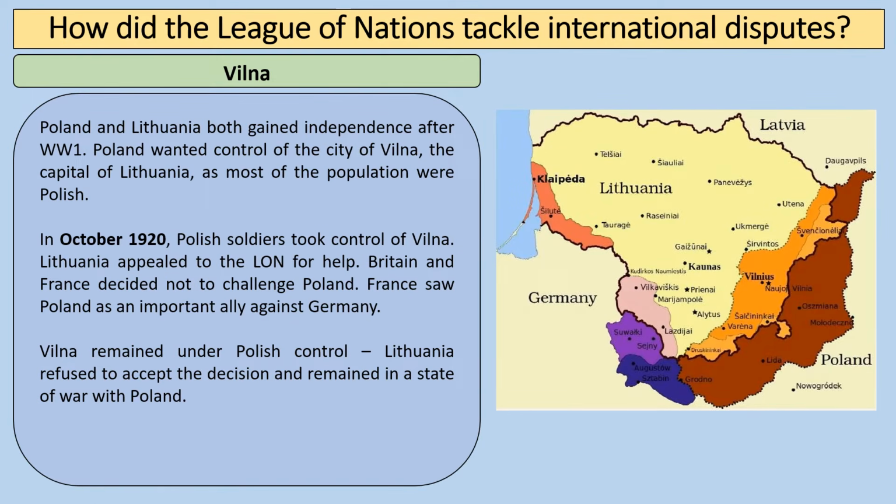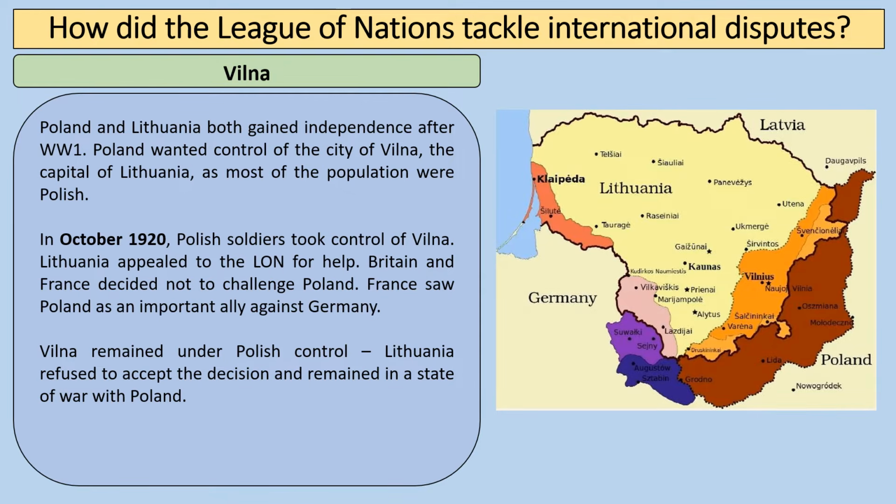So Vilna, as you can see there, was the capital of Lithuania. Poland and Lithuania both gained independence after the First World War. Now, Poland wanted to gain control of the city of Vilna because most of the population living in Vilna were in fact Polish. So in October 1920, Polish soldiers basically invaded and took control of Vilna.